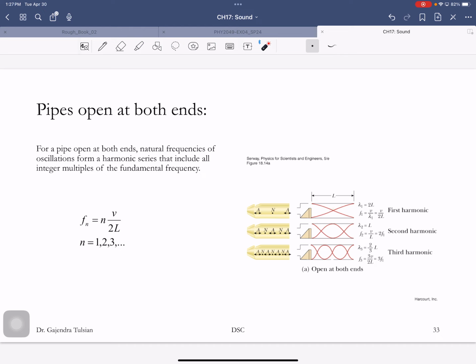So the allowed frequency for a column of air, where L is the length of the column, and all the harmonics are excited, is f equals n times v divided by 2L, where v is the speed of sound in air. Those are the frequencies you can excite. Again, these are all standing waves.